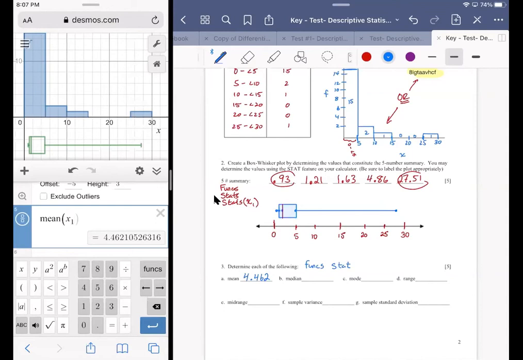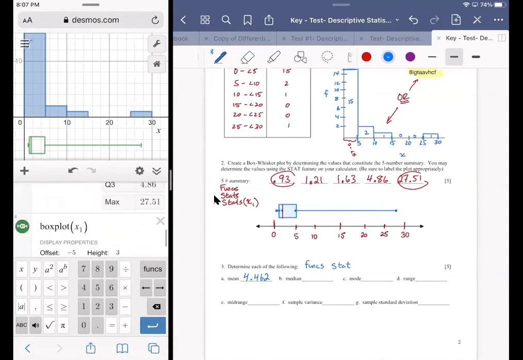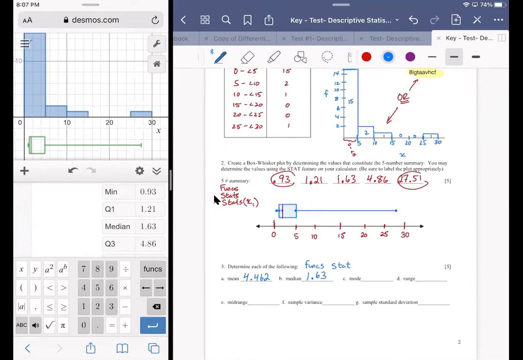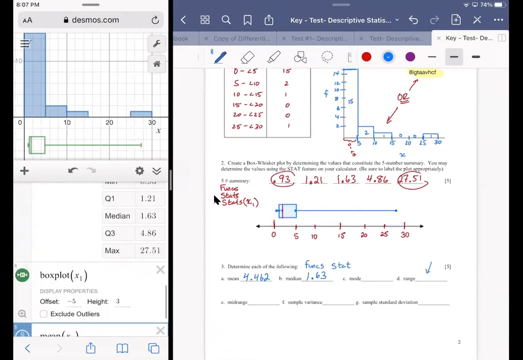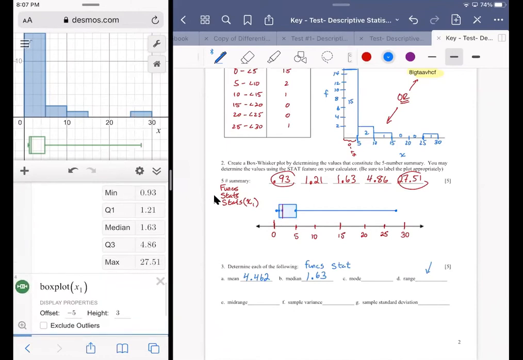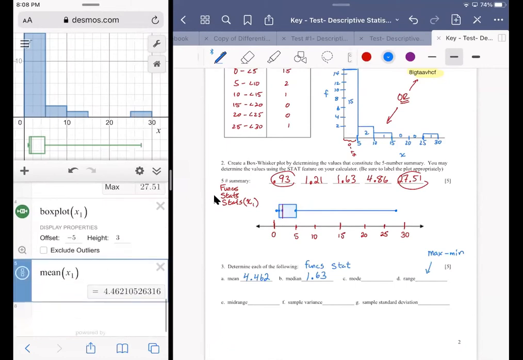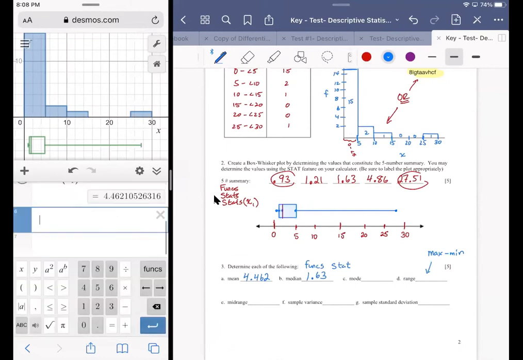The median we already have. That actually came up in our 5-number summary, 1.63. The range is the difference between the highest and lowest value. So the max minus the min. So we got to figure that out. So that's going to be 27.51 minus 9.3.